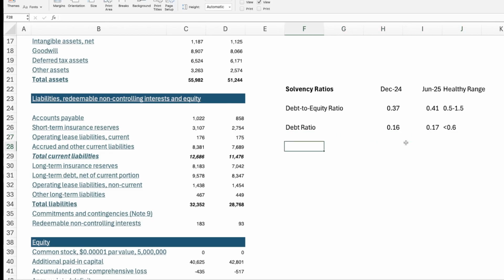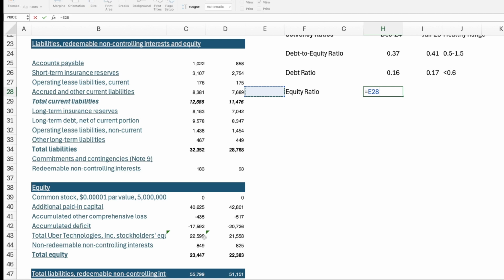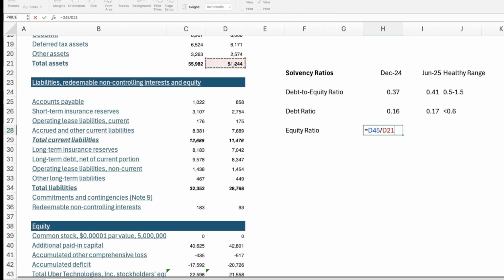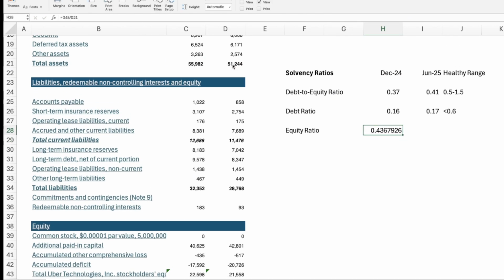Now the equity ratio is just the other way around of the debt ratio. We'll do the equation first. We do equity divided by total assets, whereas the debt ratio is debt divided by total assets. So let's take our total equity divided by total assets: 0.43.